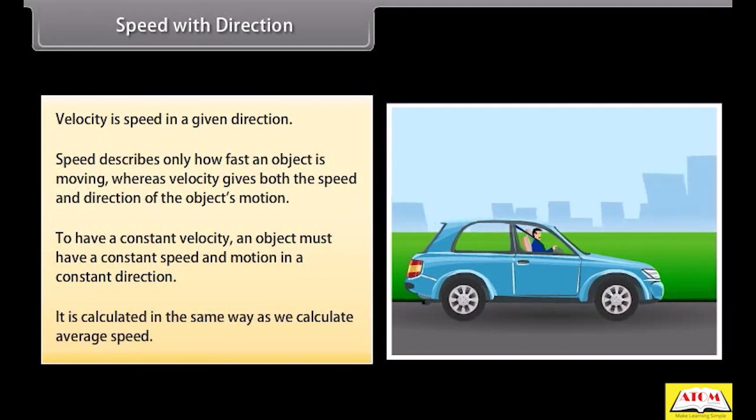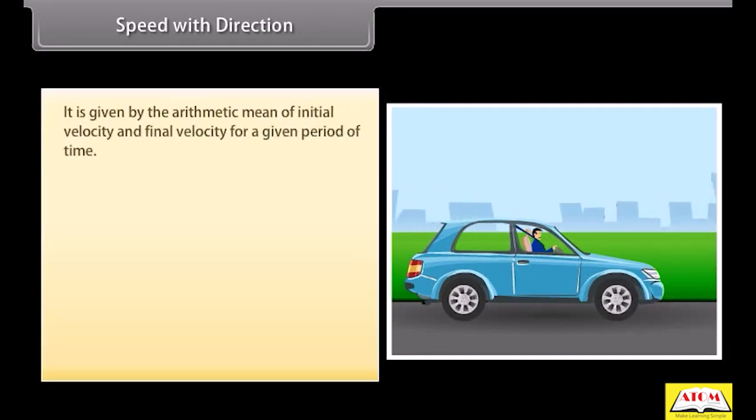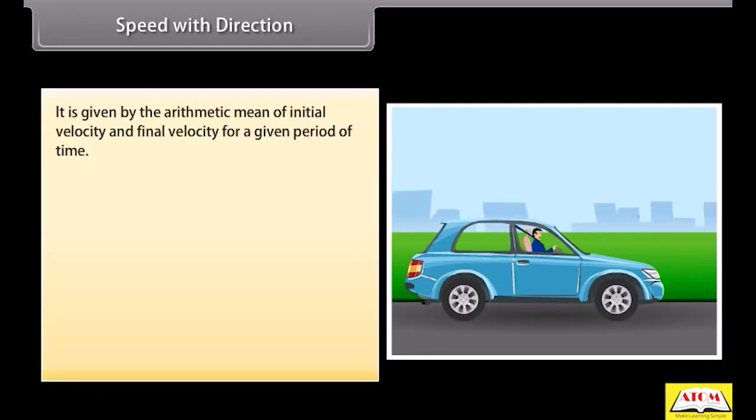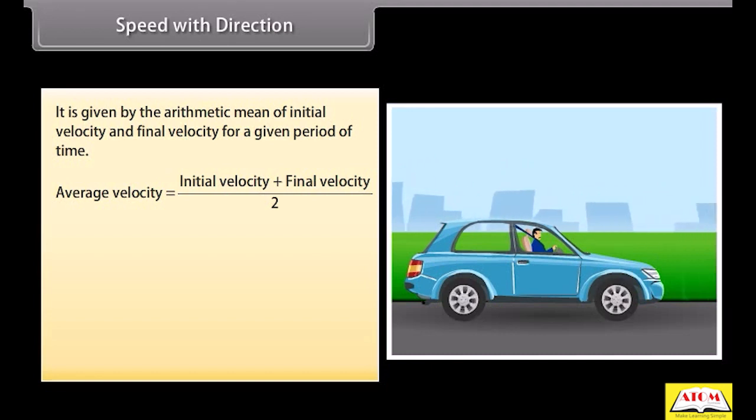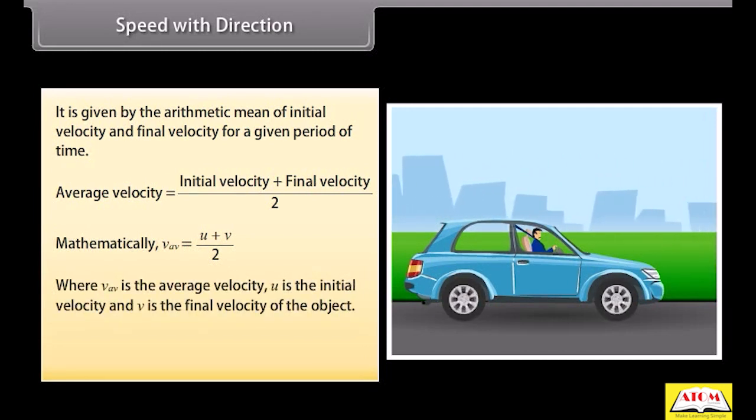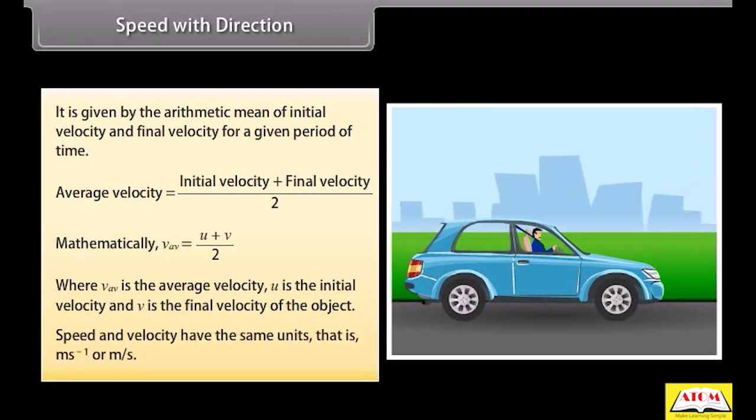It is calculated in the same way as we calculate average speed. It is given by the arithmetic mean of initial velocity and final velocity for a given period of time. That is, average velocity is equal to initial velocity plus final velocity by 2, v_av = (u + v)/2, where v_av is the average velocity, u is the initial velocity, and v is the final velocity of the object. Speed and velocity have the same units, that is, meter per second.